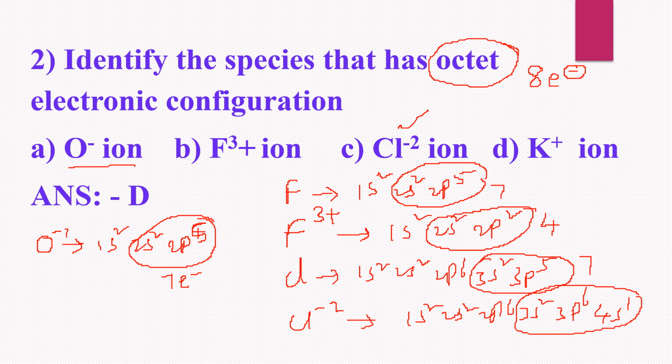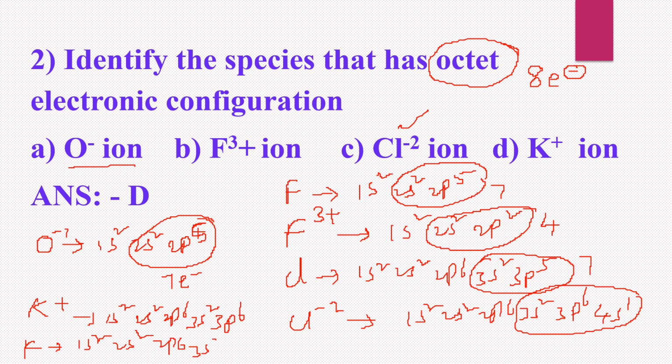Then what about potassium? Potassium K plus. Potassium K is 1s2, 2s2, 2p6, 3s2, 3p6 and 4s1. Potassium is atomic number 19. But he is asking about octet electronic configuration. Our answer is that potassium K plus contains 8 electrons in its valence shell. So that is why D is the right answer.